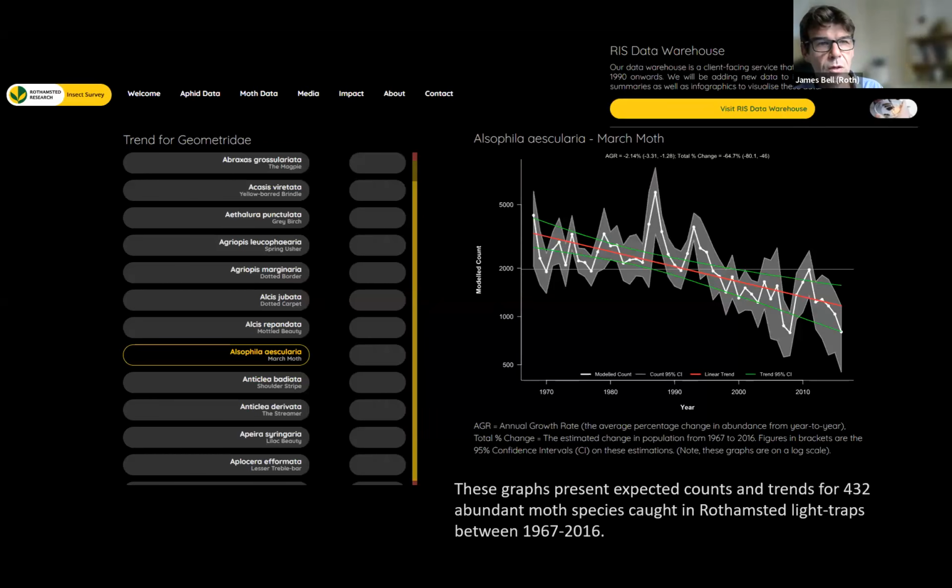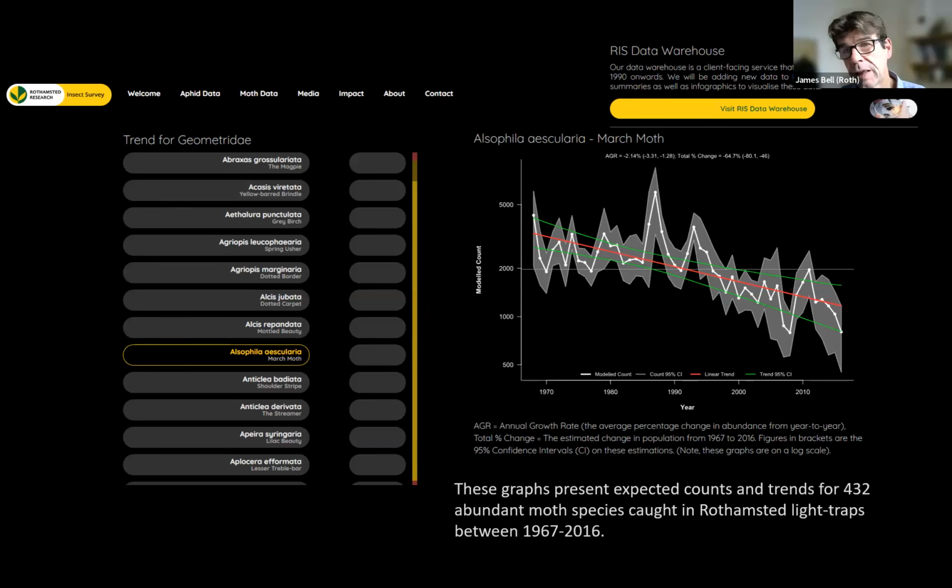Now, if you go onto the moth data and then look for trends, you'll see these graphs. And these graphs are work in collaboration with CEH to look at 432 abundant moth species caught between 1967 and 2016. And what you're looking at is really quite a complicated model to adjust for some imprecision in the trapping and also missing data, for example. And that's quite a technical explanation that I'm not going to go into here.